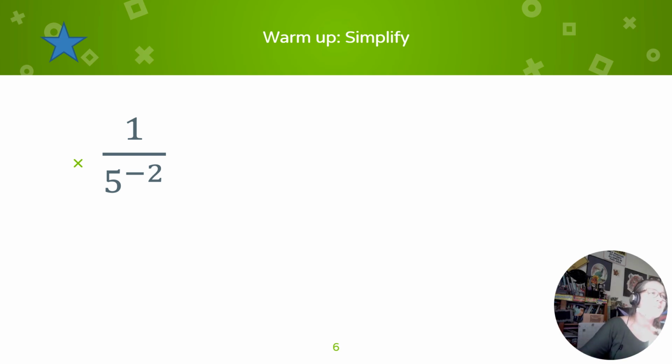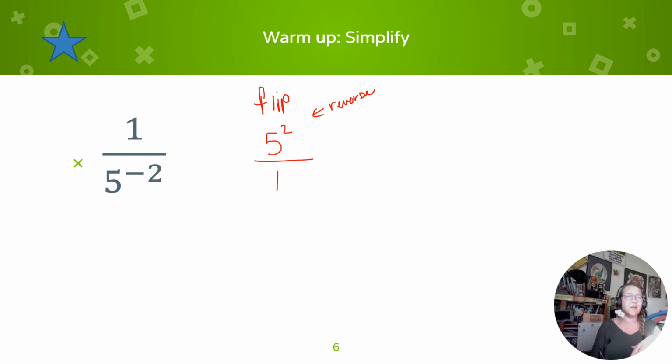Step 1 is to flip it. Come on, pen. All right, so I am going to put my 5 on top and my 1 on bottom, and then I'm going to reverse it. We're going to turn our negative 2 into a positive 2. Boom. Almost done. Couple more things. One thing is a 1 in the denominator. It's moot. It means nothing. We can get rid of it.